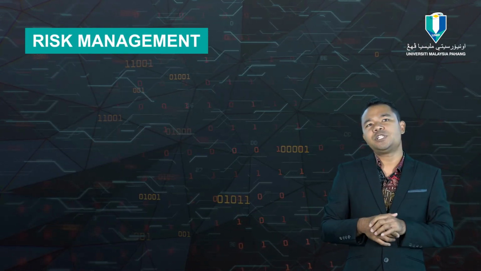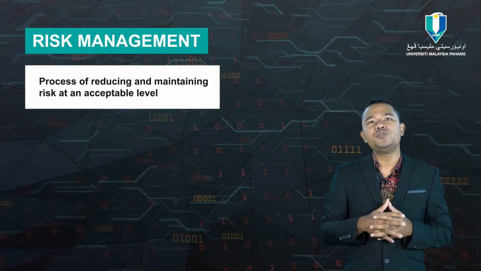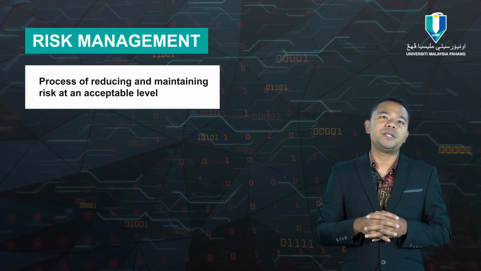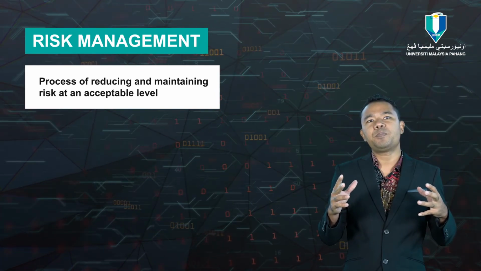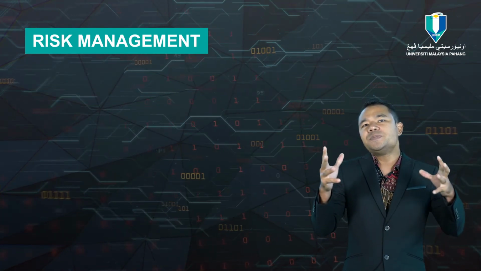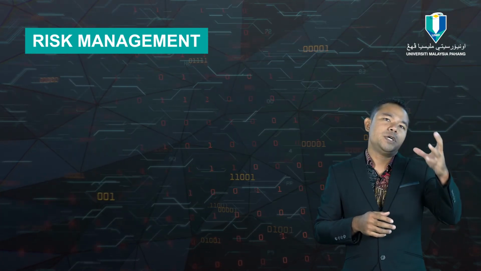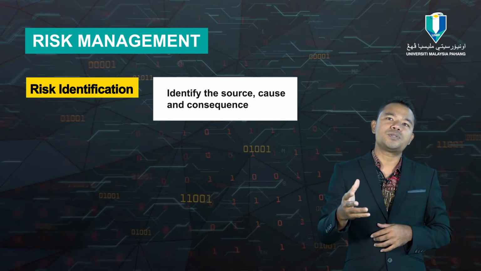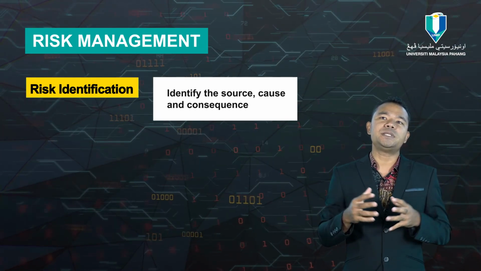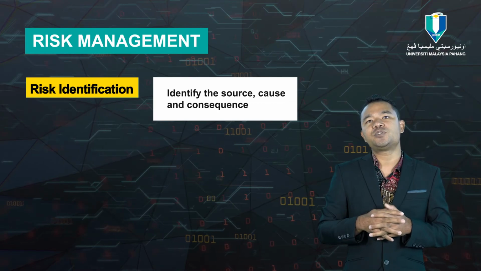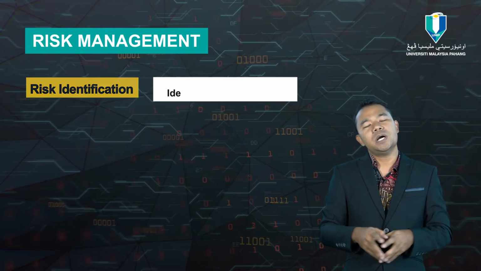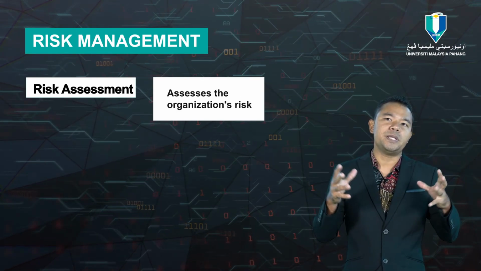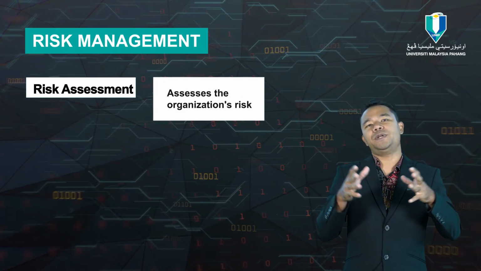Risk management is a process of reducing and maintaining risk at an acceptable level by means of a well-defined and actively employed security program. Risk management phases. First, we have risk identification. Identify the source, risk cause, consequence, and other details of the internal and external risks affecting the security of the organization. Risk assessment. Assess the organization's risk and provide an estimate of the likelihood and impact of the risk.